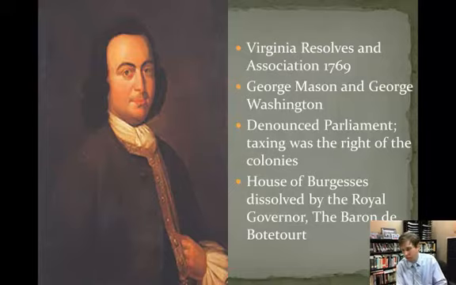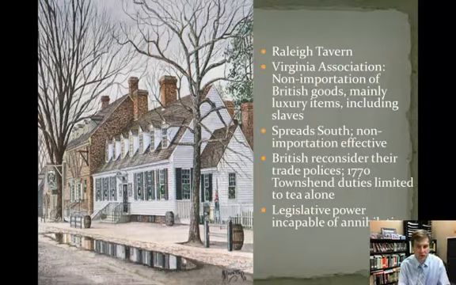This is really problematic, and this is the suppression of free government. And so what happens there is very interesting. All these guys in Virginia are just going to get up, leave, and go down the street to the Raleigh Tavern, where they have meetings. And they pass something called the Virginia Association, which was a non-importation of British goods, mainly luxury items, including slaves. And eventually this will spread south. In fact, non-importation becomes very effective, and the British reconsider their trade policies, and by 1770, the Townshend duties were limited to tea alone.